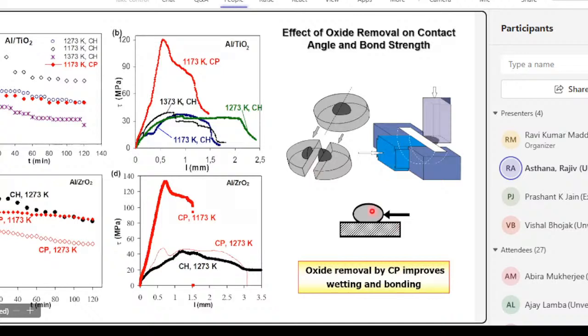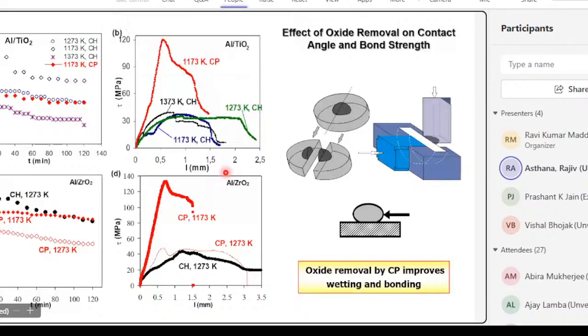and then conduct a shear test to dislodge this droplet and measure the bond strength. So you plot the shear stress as a function of the displacement of the droplet. And these are the data for aluminum in contact with titanium oxide, shear stress data, and these are the corresponding data for contact angle. And we see that the lower the contact angle, the higher the bond strength, if you can remove the oxide skin on the droplet. We see the same kind of behavior for aluminum, zirconia, and other ceramic materials.